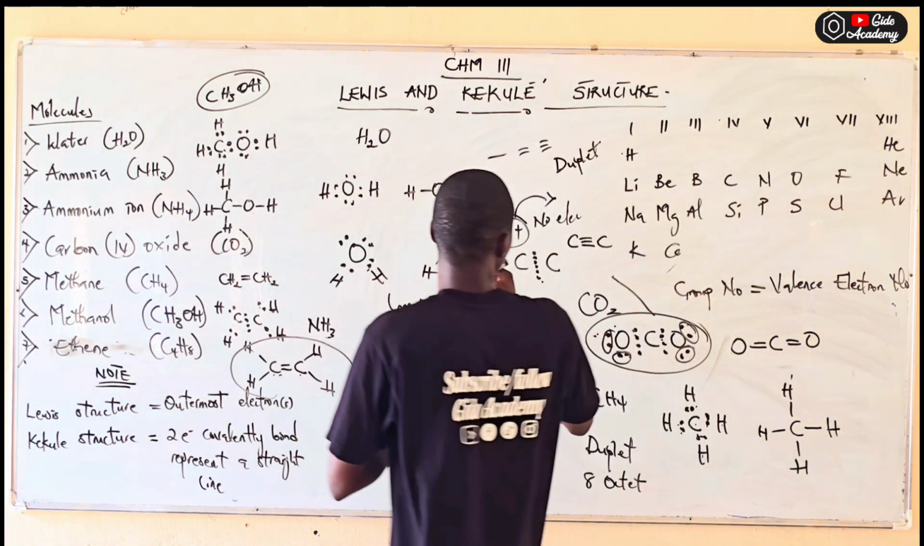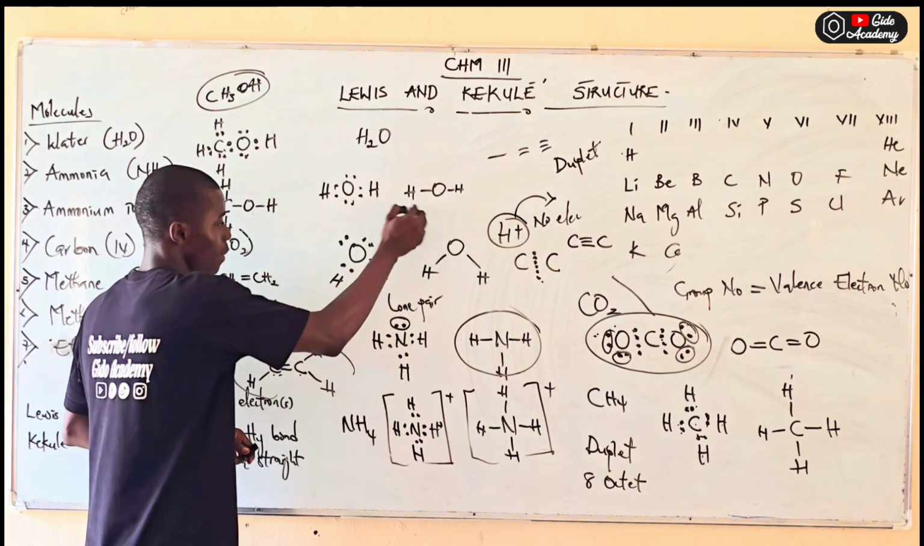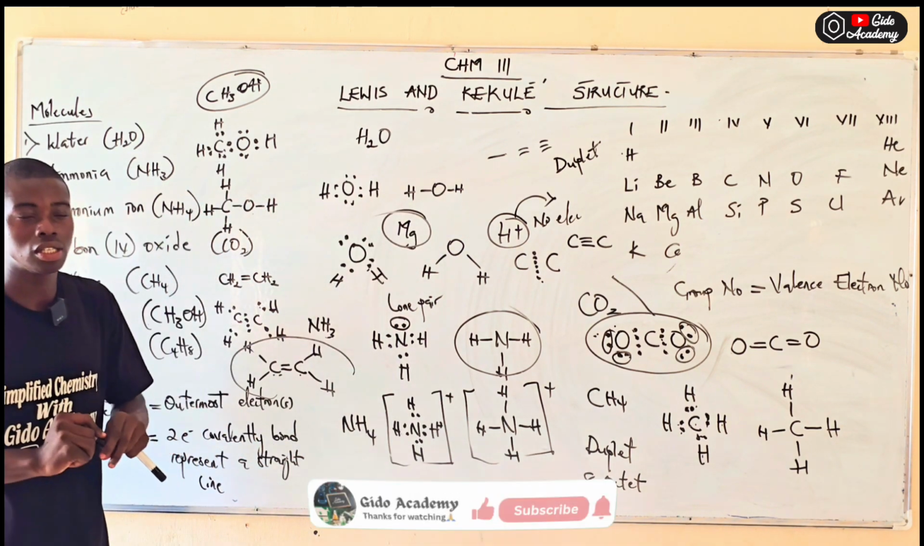But I have a question for you real quick. How many electrons does magnesium have in the valence shell? Magnesium has how many electrons in its valence shell?